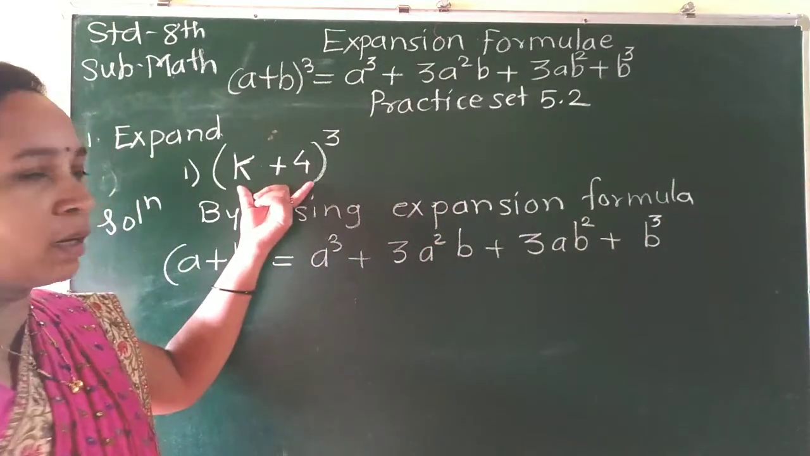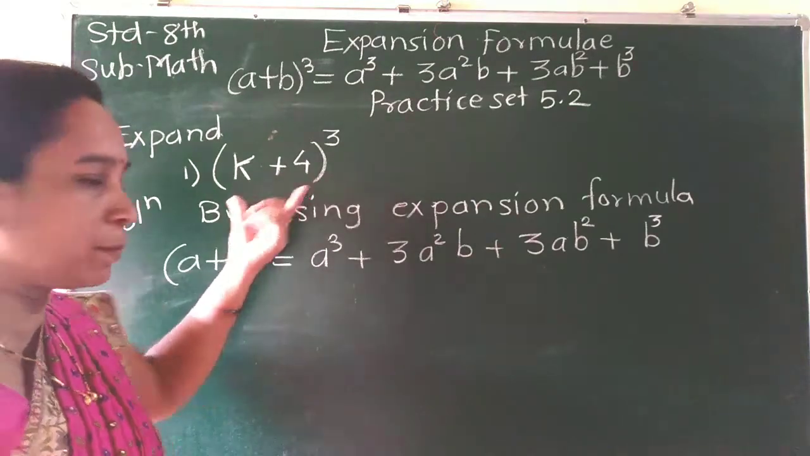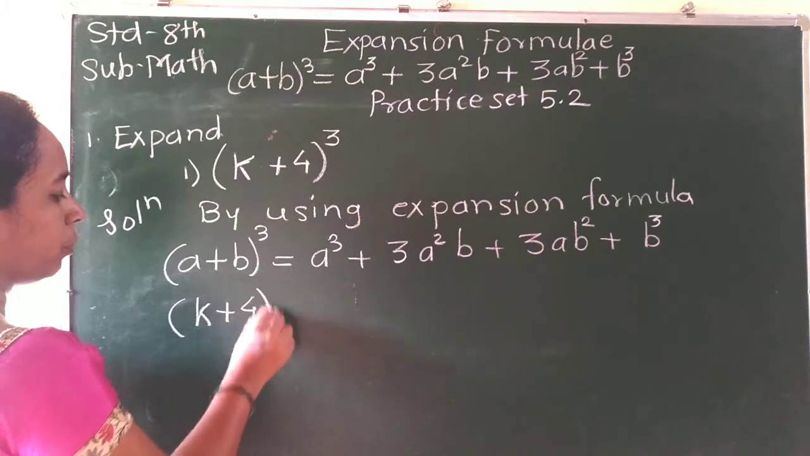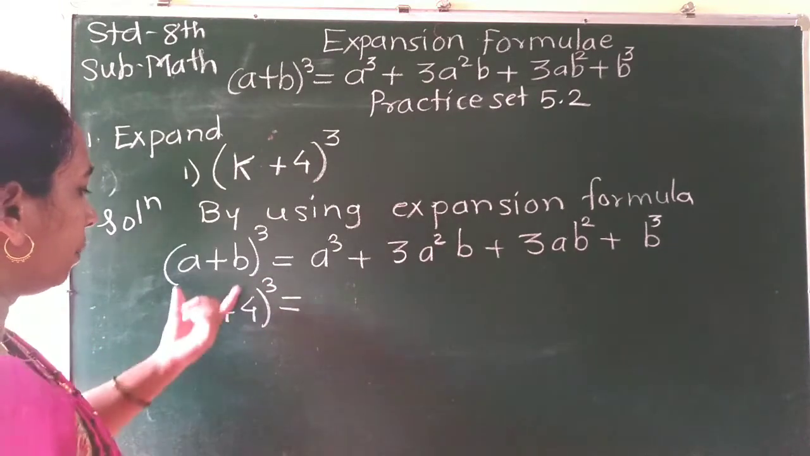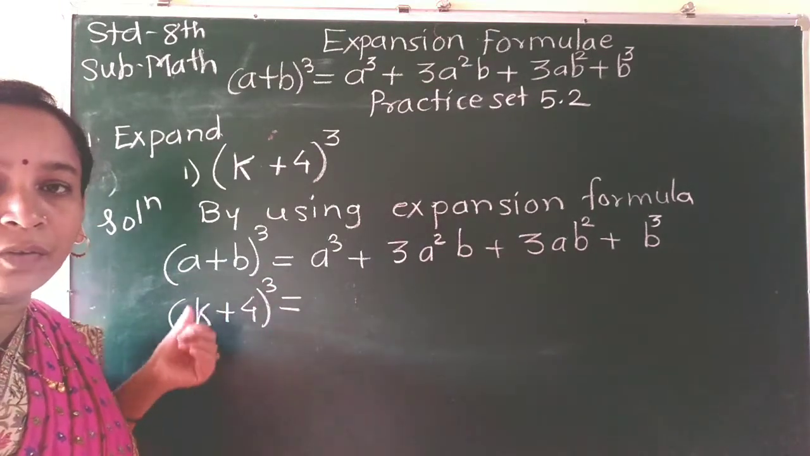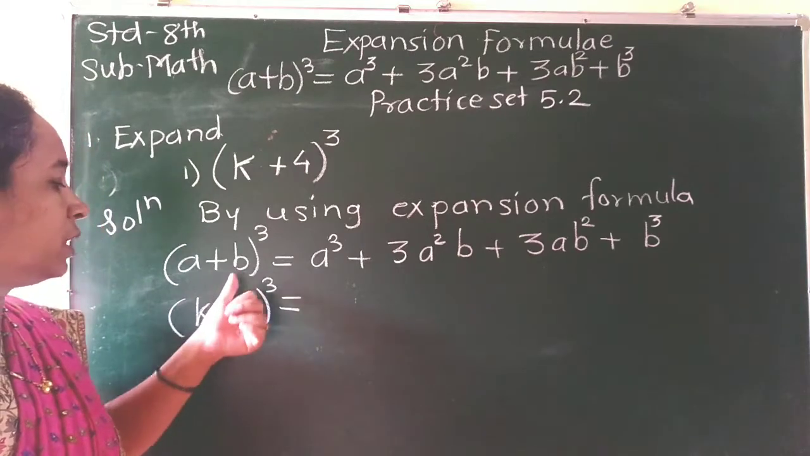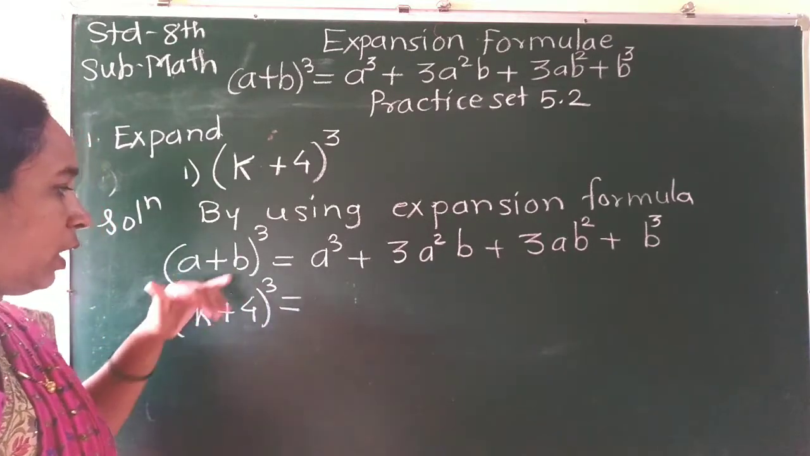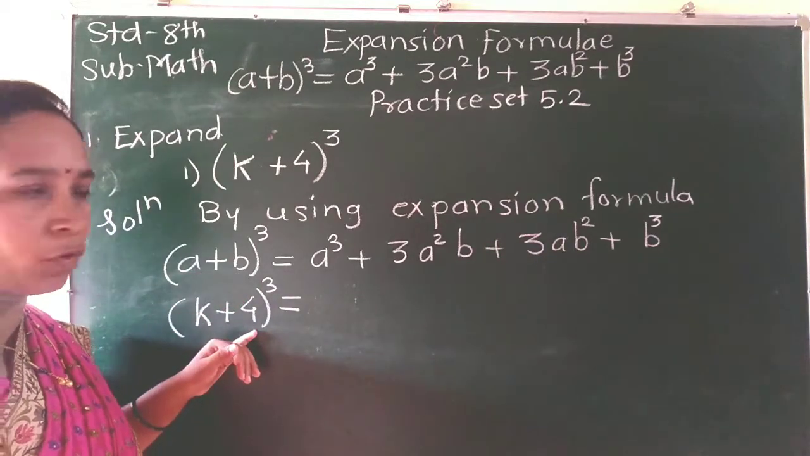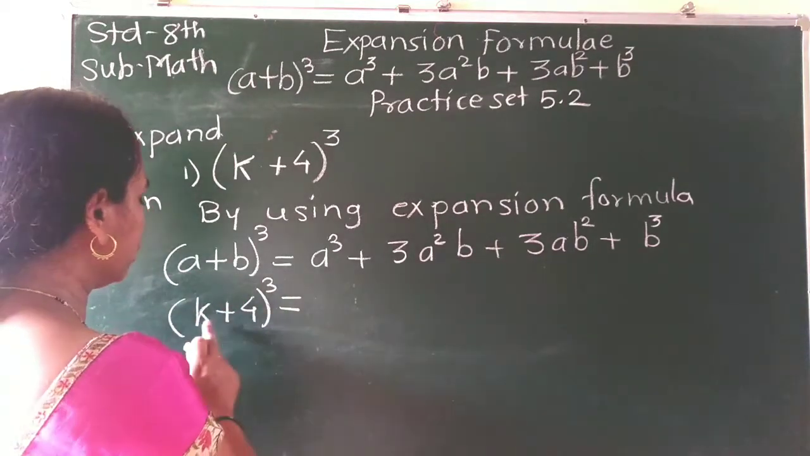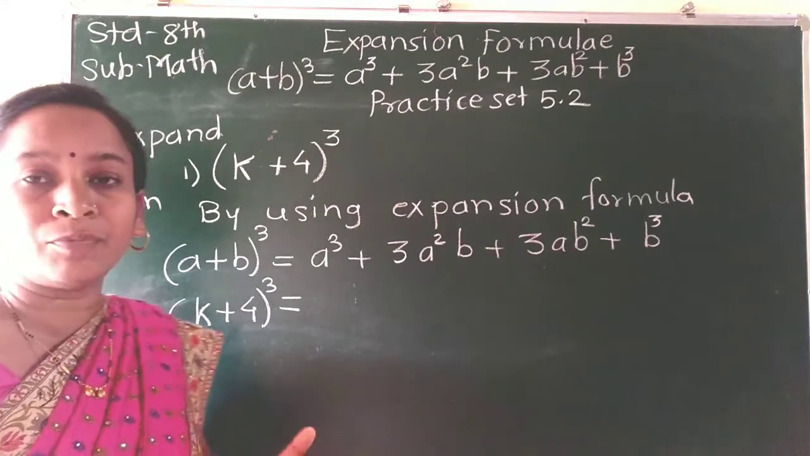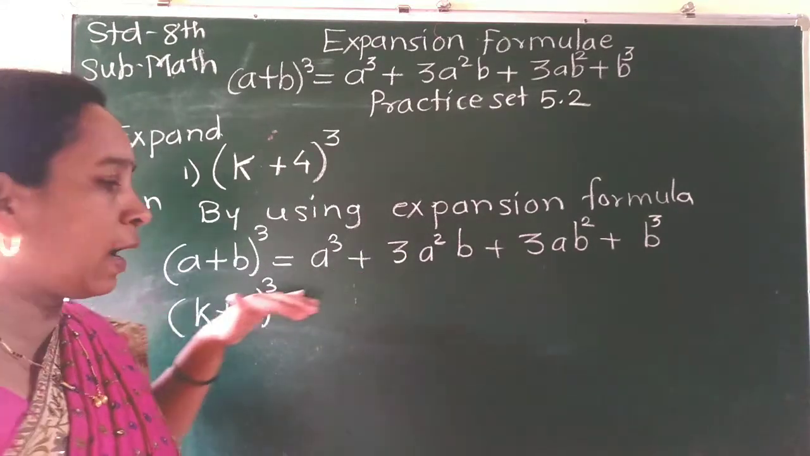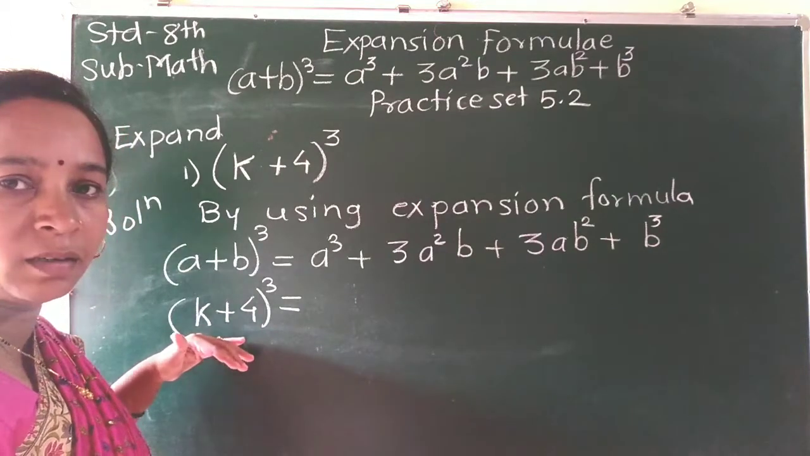I want to find out the cube of this binomial, so (k + 4) cube. Compare these two, then a's value is nothing but k and b's value is nothing but 4. That means I have to replace a with k and b with 4. So this formula I am going to use, the expansion formula, instead of multiplication. Directly by using this expansion formula, I can get the cube of this binomial.